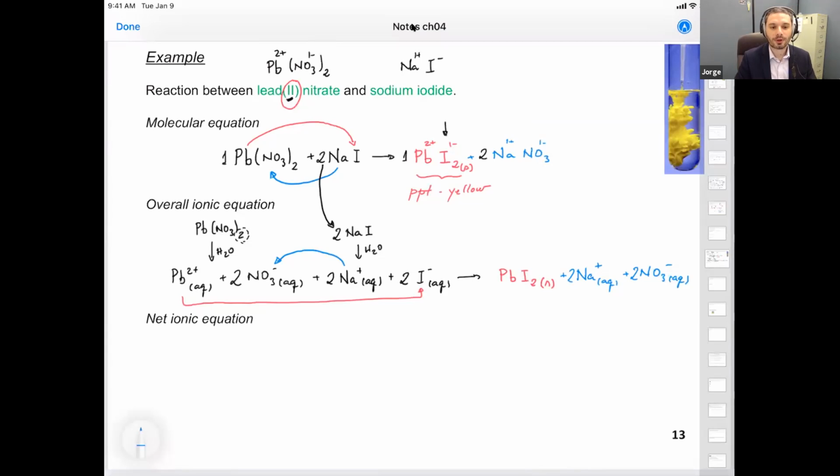Okay, so now from the overall ionic equation, it's very simple to obtain the net ionic equation. We are just going to cancel out whatever ions are present at the beginning and at the end in the identical form. And remember, every time we have the same ions before and after, those are called spectator ions.